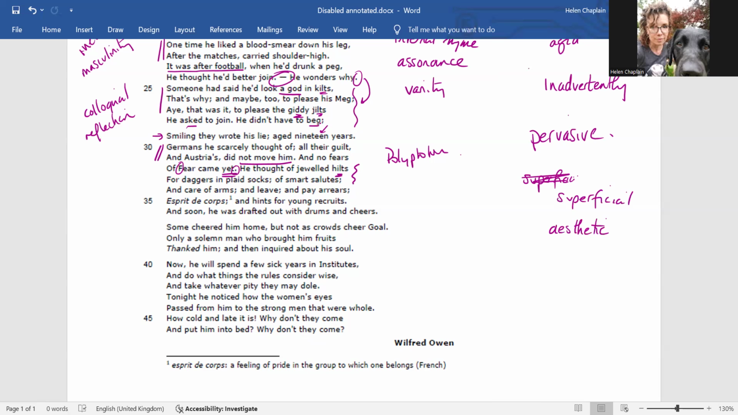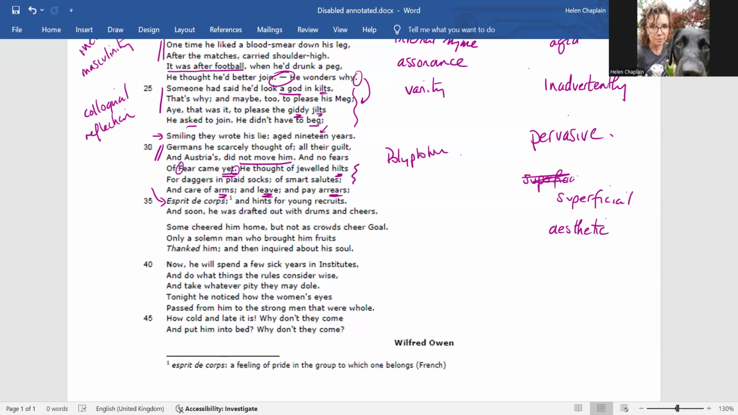And again, it's all this color and glamour and ceremony. He thinks of smart salutes and care of arms. So care of arms being weapons, kind of drills, doing your gun and making sure you've got all of it. None of this is actual fighting. He thinks of the leave, the time off, and he thinks of getting paid. And he thinks of the camaraderie there, the esprit de corps.